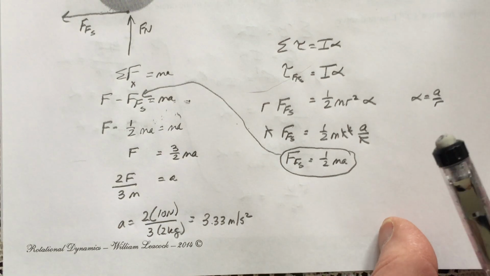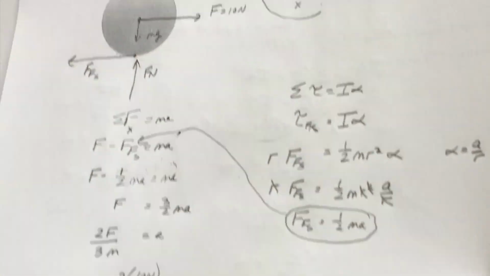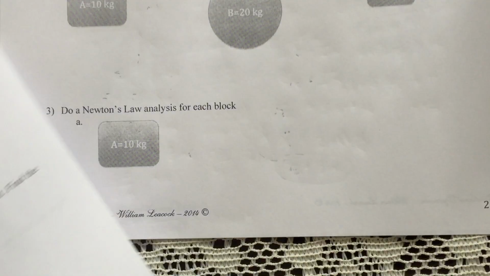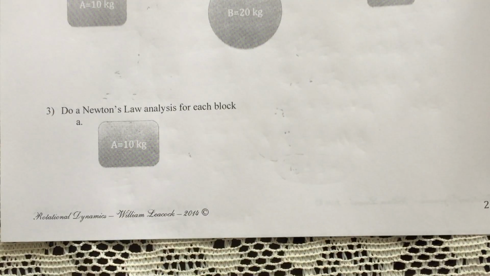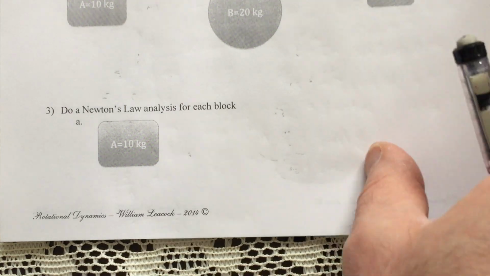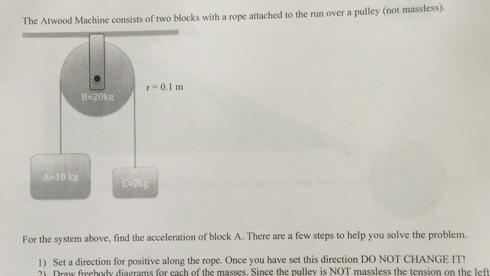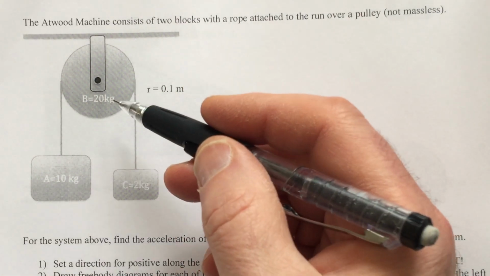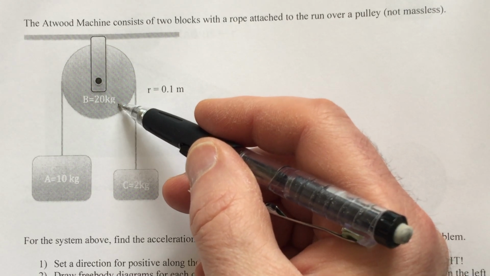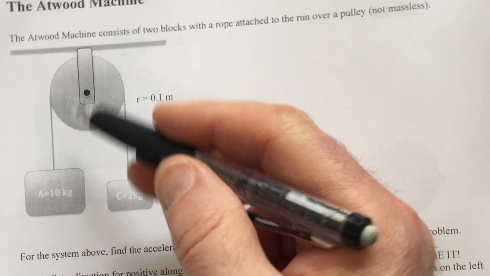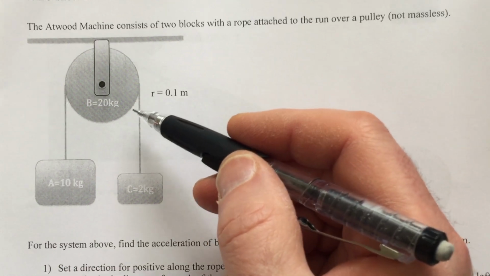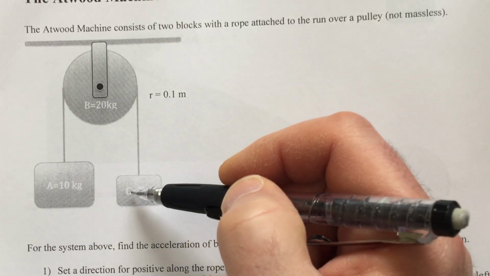So far, so good. Now, let's turn to the next page, and that's the Atwood machine. Now, we've done this before. The only thing that's different is that when we did it last time, the wheel had no mass to it. It was light. Now the thing's got mass to it. So do both of these blocks.